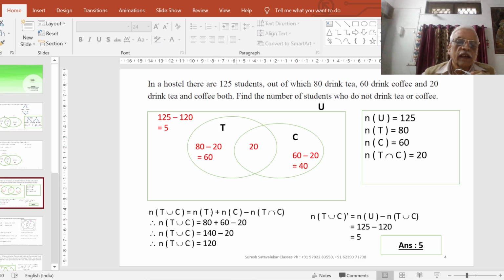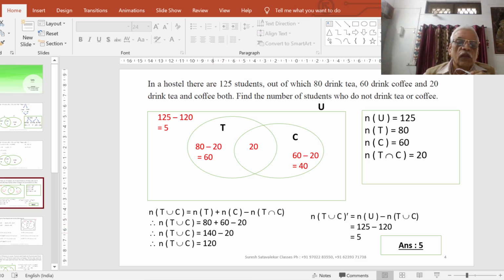If we use the theorem, number of elements in T union C is equal to number of elements in T plus number of elements in C minus number of elements in T intersection C. Now here, number of elements in T union C will be 80 plus 60 minus 20. Number of elements in T is 80, number of elements in C is 60, minus the T intersection C count, which is 20.